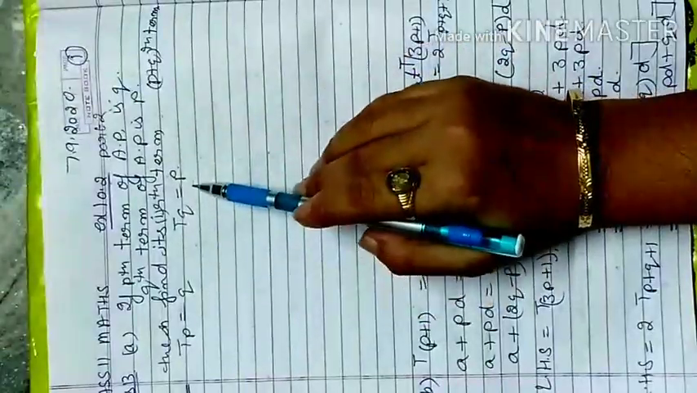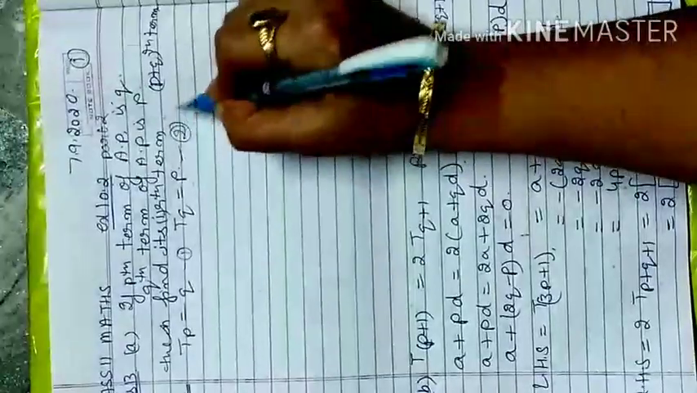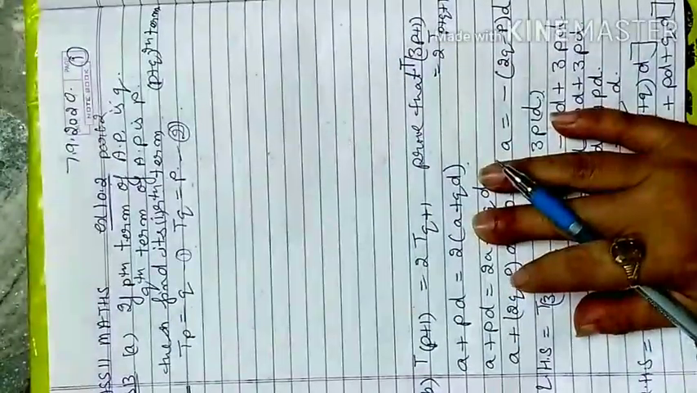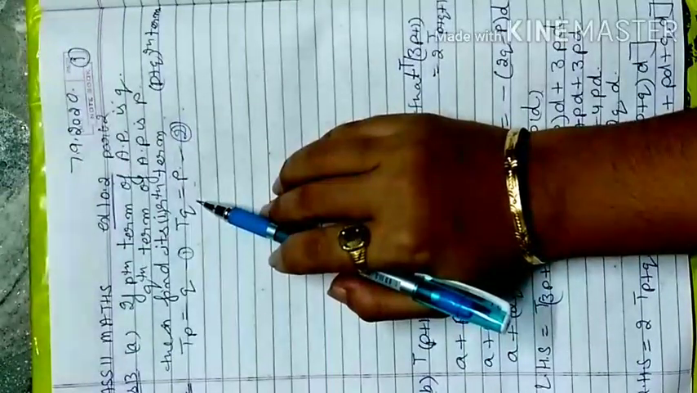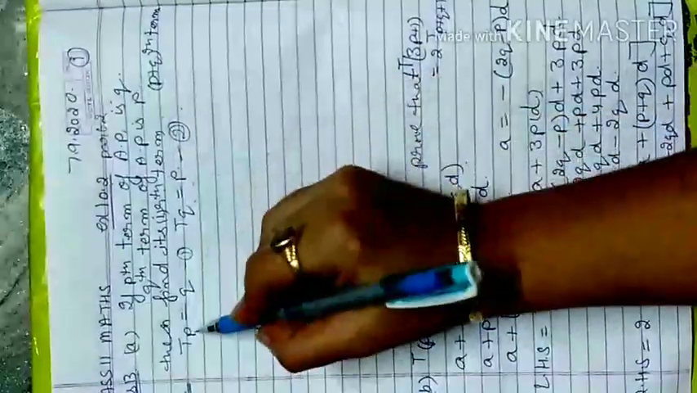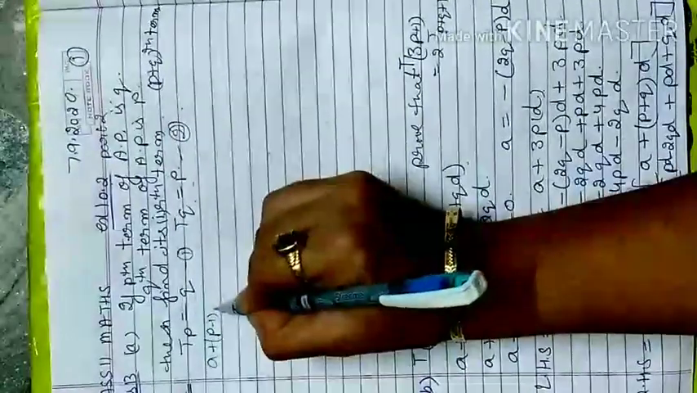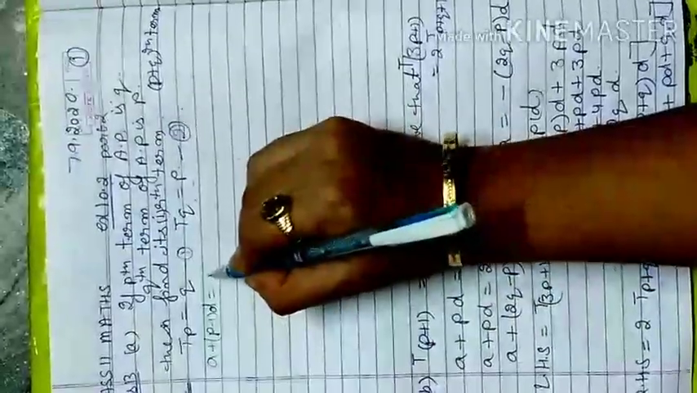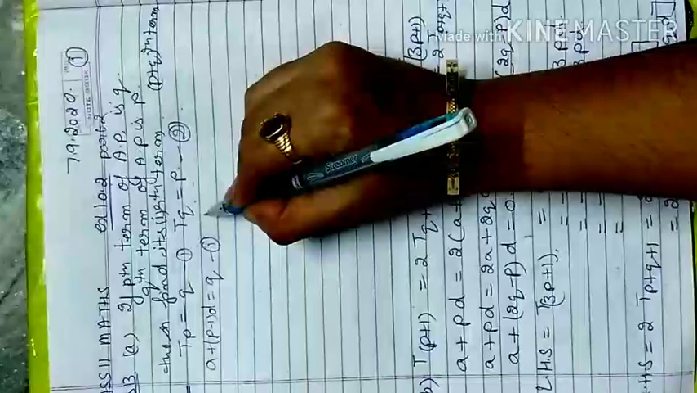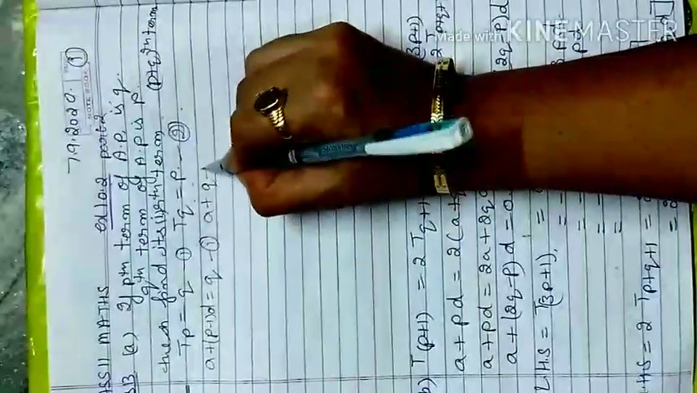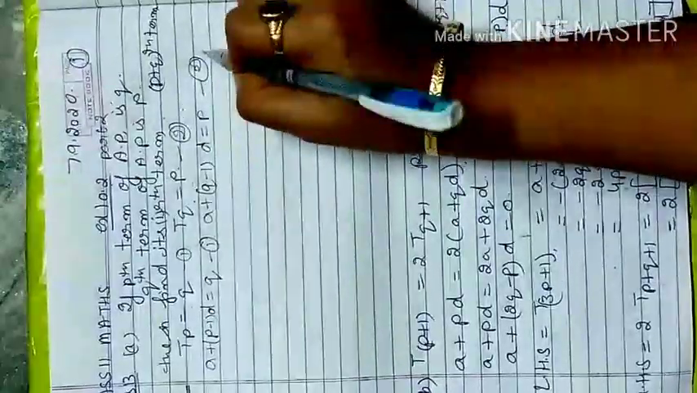So whatever is given to me, I have two equations, equation 1 and equation 2. From these two equations I will solve simultaneously and find the values of a and d. Here the Tp value is a plus (p minus 1)d according to the AP rule, and that is equal to q. This is my first equation. From Tq, a plus (q minus 1)d is equal to p. This is my second equation.